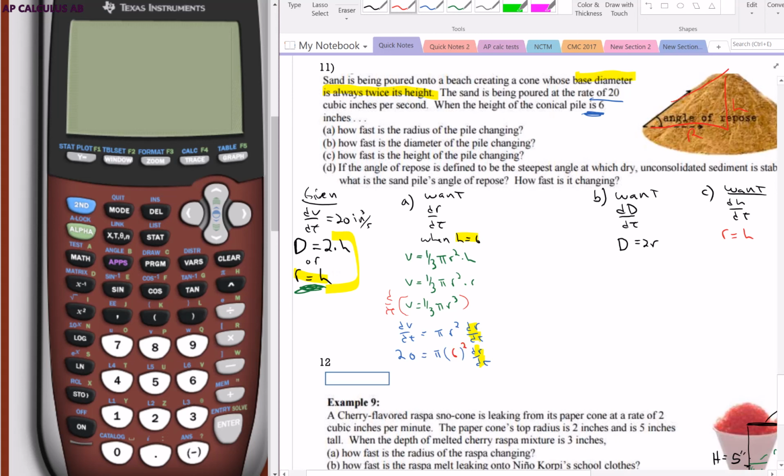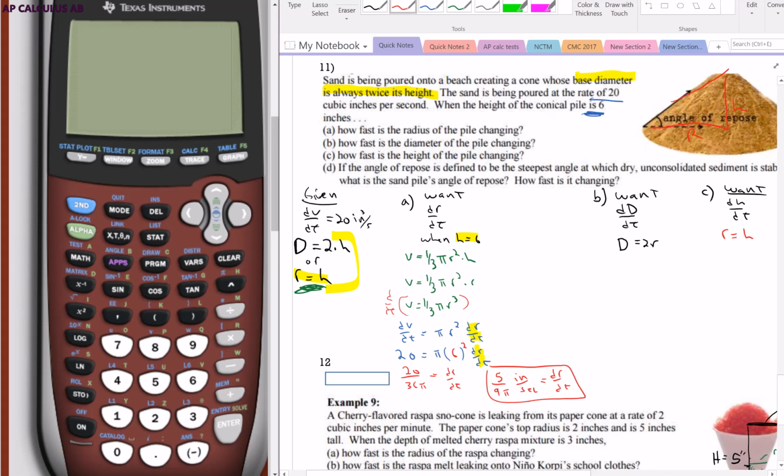So that's going to be 36 pi. We're going to divide both sides. We're going to get 20 over 36 pi equals dr/dt. Do some simplification and divide top and bottom by 4 to get 5 over 9 pi. So it's going to be 5 over 9 pi. This is a radius, so it's going to be measured in inches, and the time is seconds in this case. So that's number 1, part A.